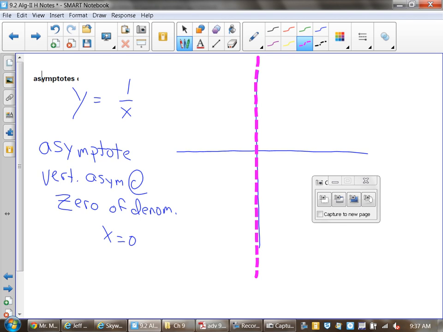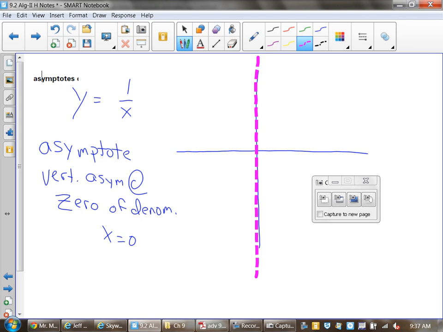If you think about it another way, if it was 1 over x minus 2, what would my asymptote be? At x equals 2. It's the zero of the denominator. Where can't x be equal to? So this is what you're looking for. When we start these things out, we're looking for these asymptotes.